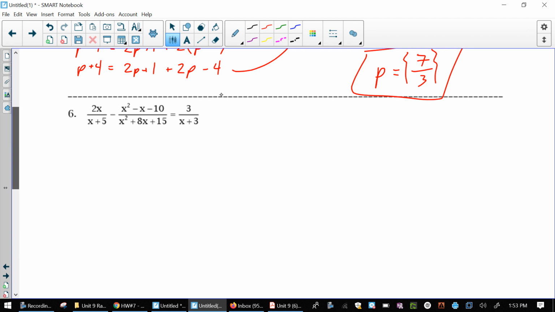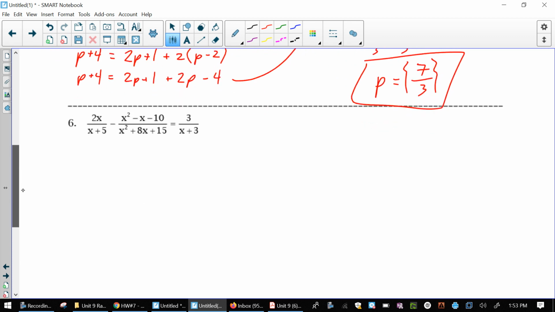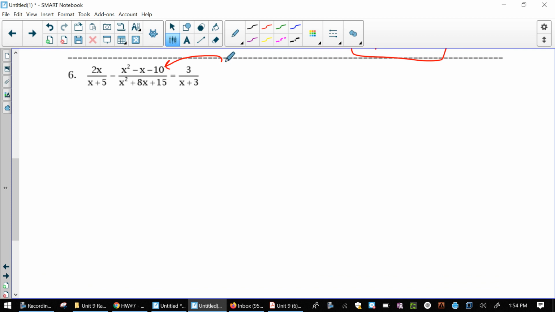All right, so again, I need to start with the same thing by factoring. So I'm going to check and see, can I factor this guy? Can I factor this guy?